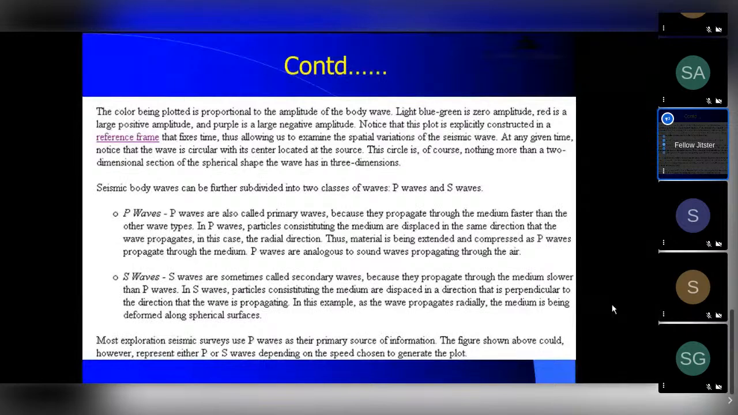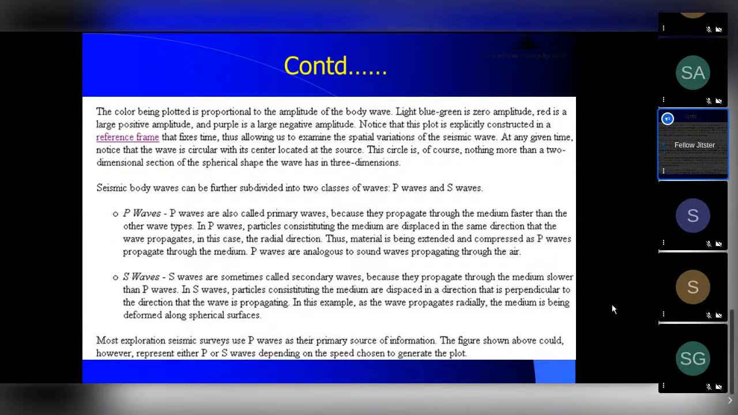And then we have the S waves. The S waves are sometimes called secondary waves because they propagate through the medium slower than P waves. In S waves, particles constituting the medium are displaced in a direction that is perpendicular to that in which the wave is propagating. We'll see a diagram very soon.